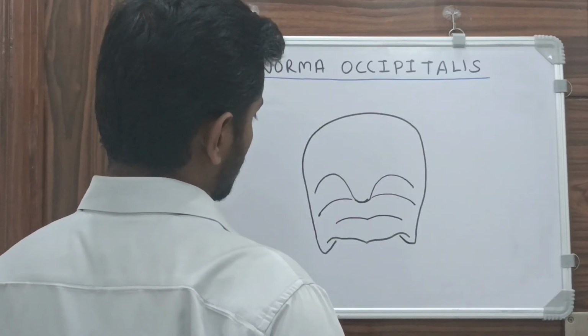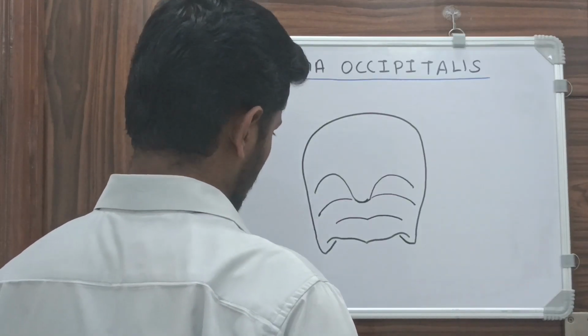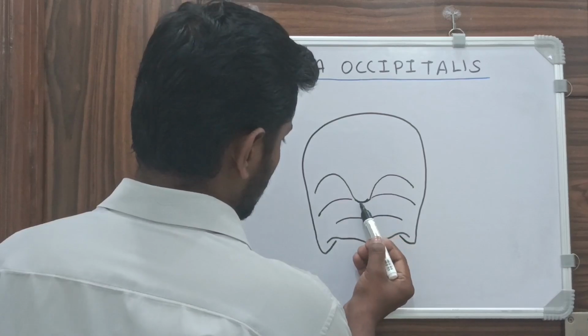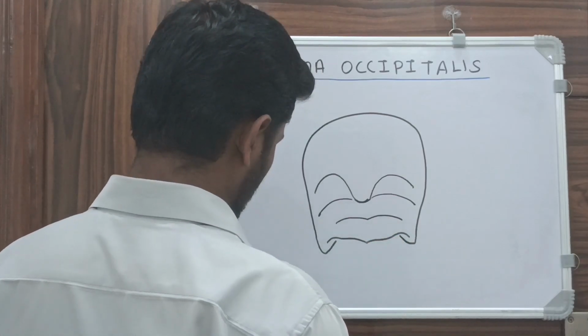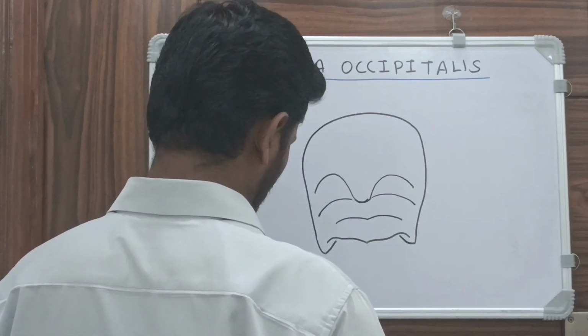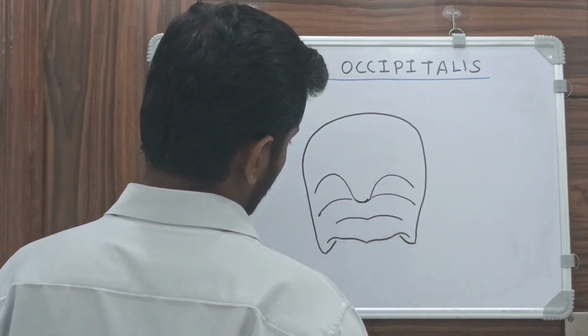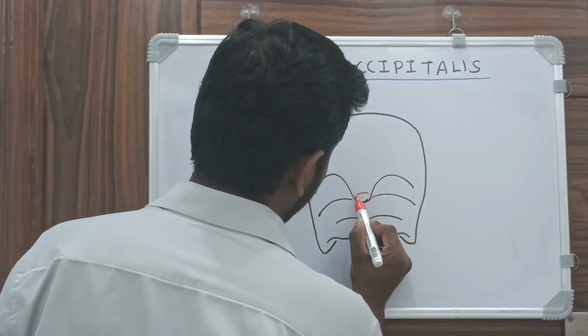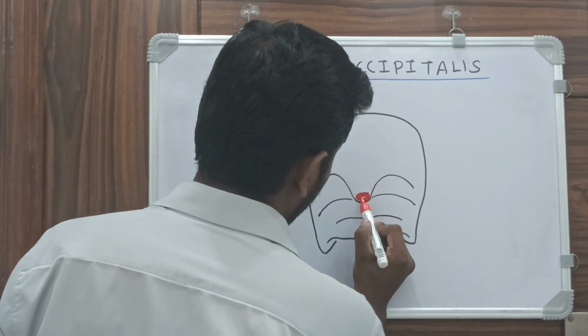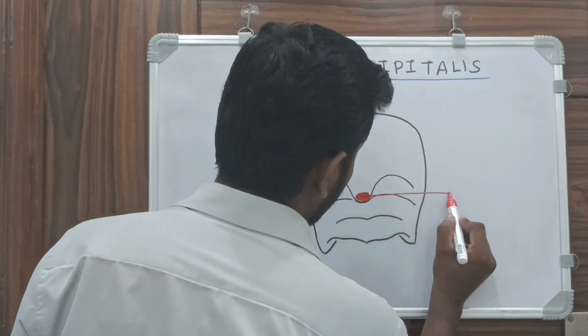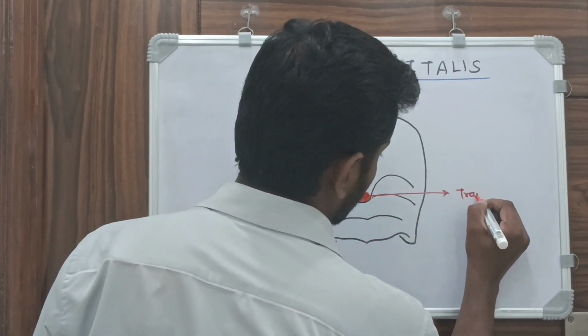Now let's understand the attachments over the norma occipitalis. So this is the external occipital protuberance, and from the external occipital protuberance, a muscle gets its origin, which is named as trapezius.